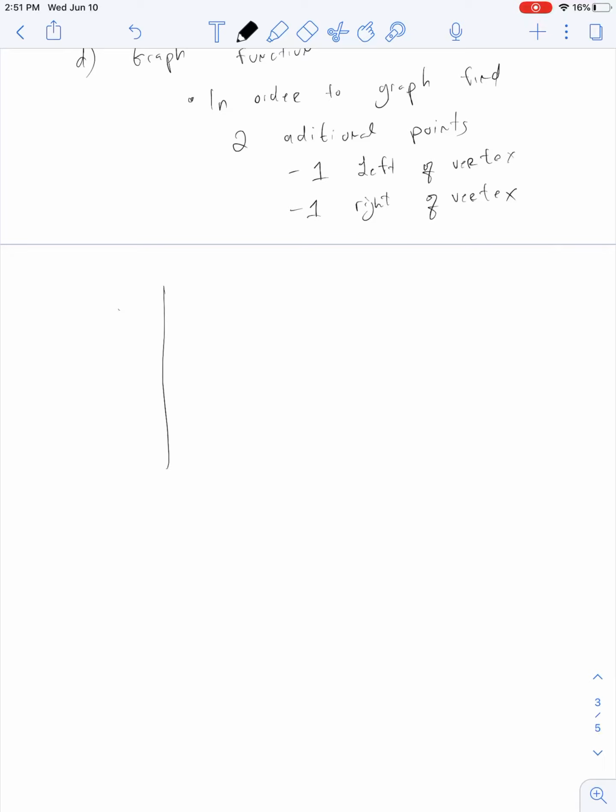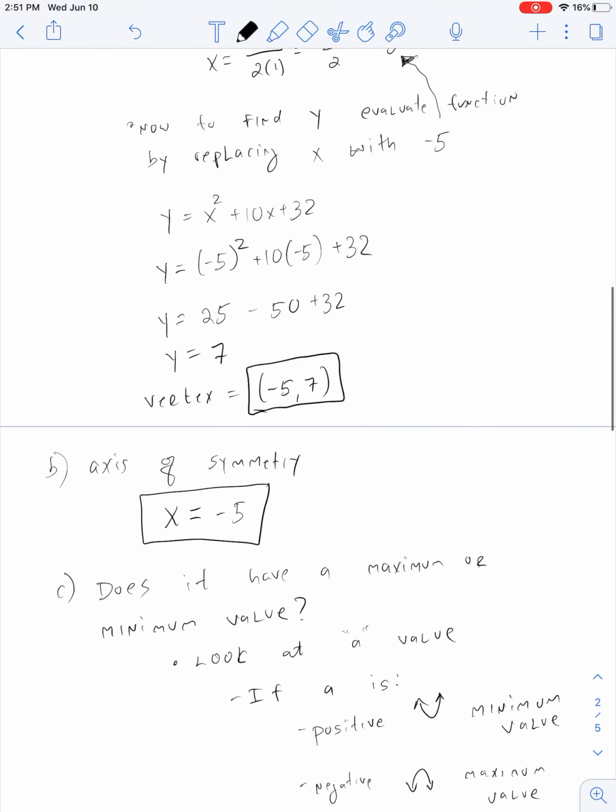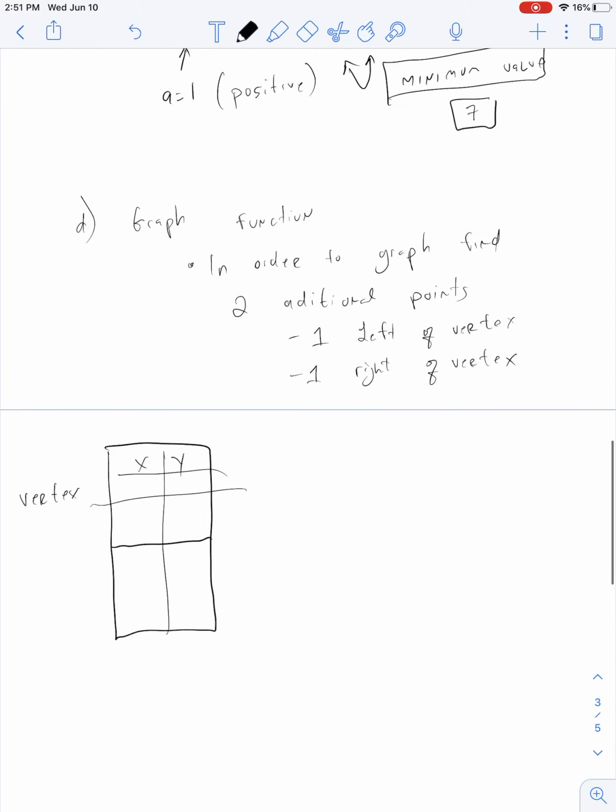So I like to make a table here, right? We have x, we have y. We know what our vertex is because we found it, right? Our vertex was what again? It was -5 and 7. So we already know that point. So we have -5, and we have 7.